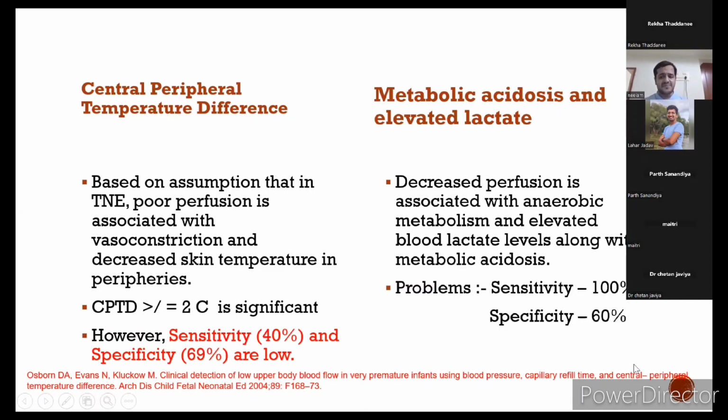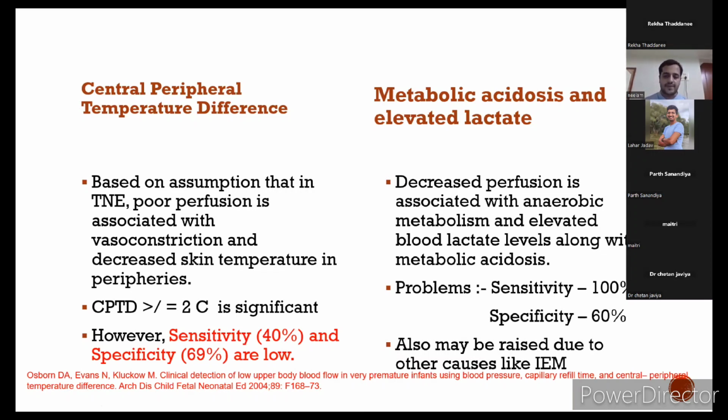Second, the specificity is 60%. Sensitivity is quite good, but the specificity is low. What do you mean by that? There may be many other conditions where you have a metabolic acidosis or elevated lactate, like an inborn error of metabolism, which will present in the newborn period. So you never know whether it is actually because of poor perfusion or because of some underlying metabolic disorder where the lactate is raised. That is why this is also not very reliable.